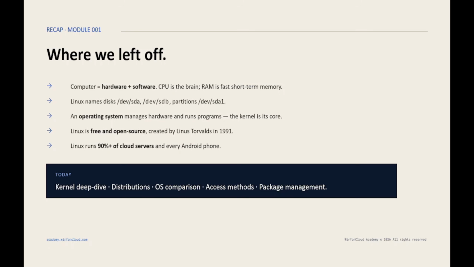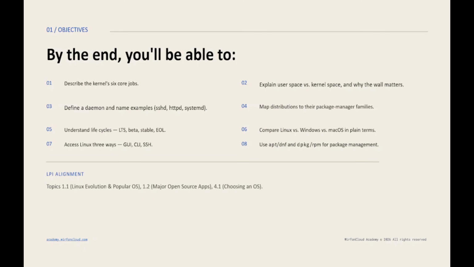Quick recap. Last module, a computer is hardware plus software. CPU is the brain. RAM is short-term memory. And SSD or HDD is permanent storage. The operating system is the dispatcher that makes hardware useful. Linux is free, open source, born in 1991 from a student named Linus Torvalds, and runs the majority of cloud servers and every Android phone. That was the foundation. Today, we build on top of it.